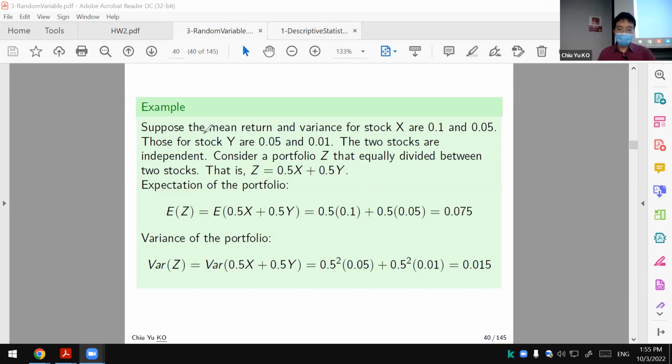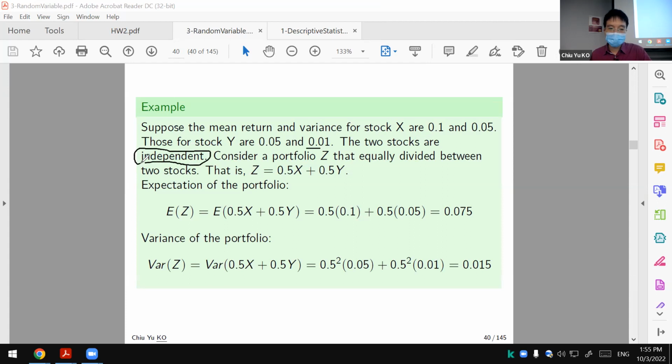So we have a stock X, mean return is 1% and SD is 5%. Stock Y has a mean return of 5% and variance of 1. So stock Y has higher return, but also is more risky, because the SD is high, the variance is higher. So the question is, now we assume independence.